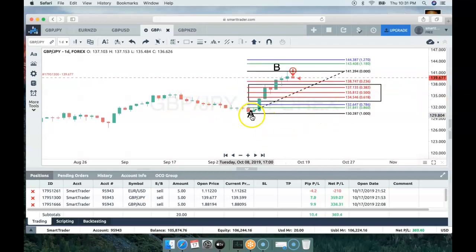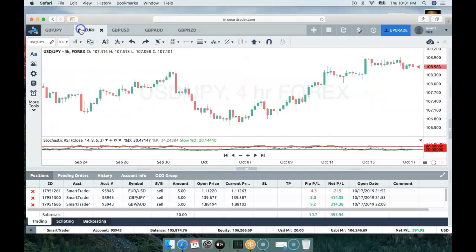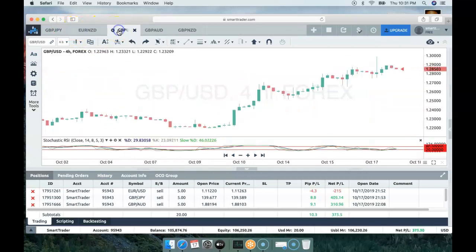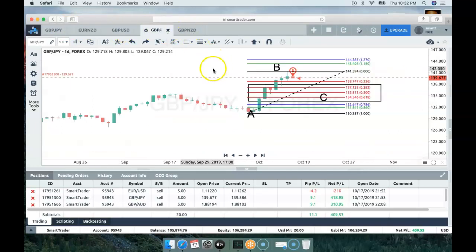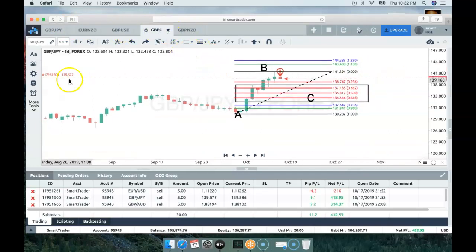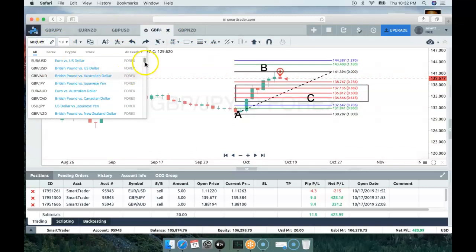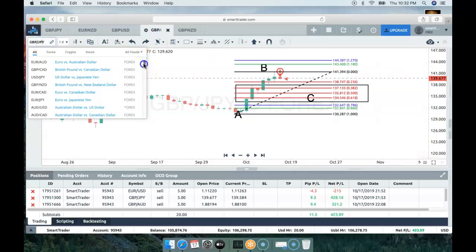This is the A, this is the B, and we're looking for a C somewhere around here. Okay, let's look at some other pairs, pairs that we're actually in. Pound Australian dollar. There we go. Let me switch to pound Australian. That's pound yen. Pound Aussie.